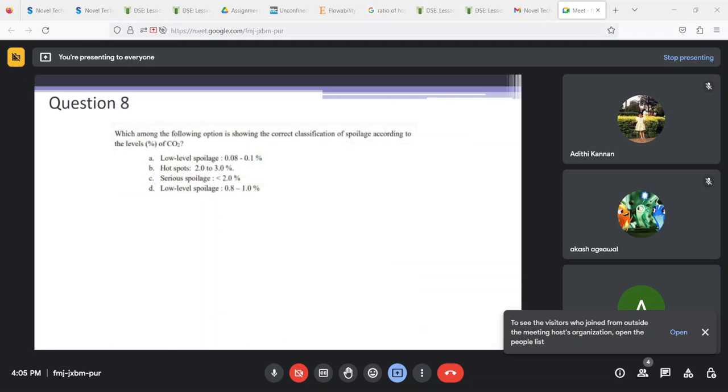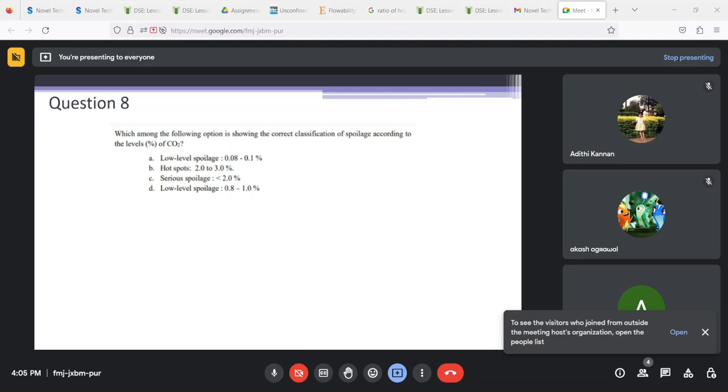Okay, question 8. Which among the following options shows the correct classification of spoilage according to the levels of carbon dioxide? A, low level spoilage, which has carbon dioxide levels of 0.08 to 0.1%. B, hotspots with carbon dioxide levels of 2 to 3%. C, serious spoilage with CO2 levels less than 2%. And D, low level spoilage, that is from 0.8 to 1%.